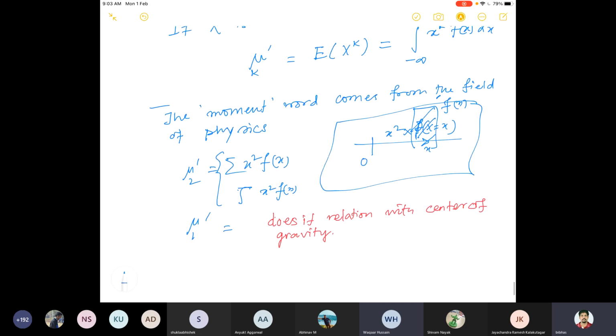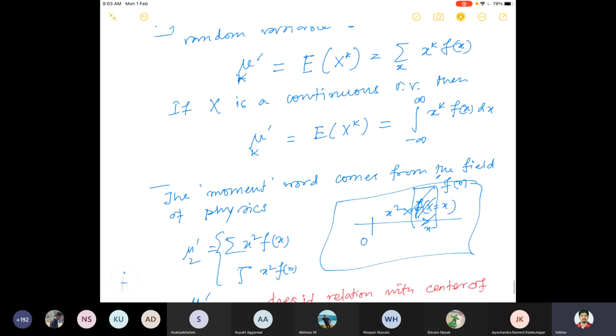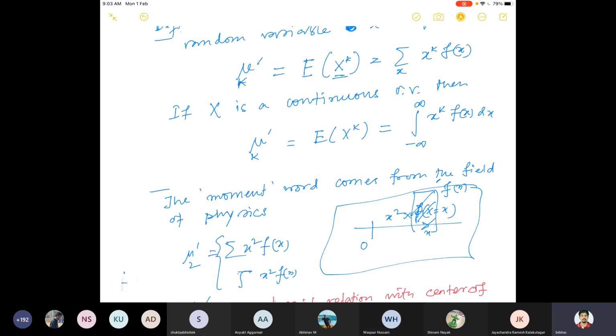So, x, f of x. Mu 1 dashed. I'm writing it dashed because I have a new random variable here, x to the power k. It is related to x, a function of x to the power k, so that's why I'm writing mu k dashed. You can write mu k also, once this is clear. Yes, please go ahead.